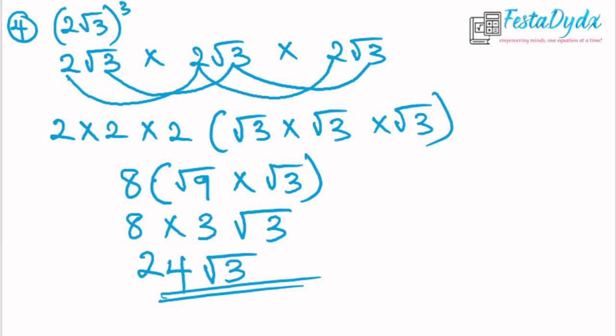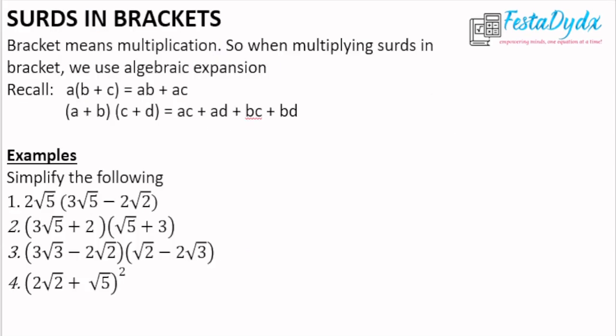Now let's move to the surd in brackets. So the next is surd in brackets. Bracket means multiplication in mathematics. I want us to remember this. Bracket means multiplication in mathematics. So when multiplying surds in brackets, we use algebraic expansion.